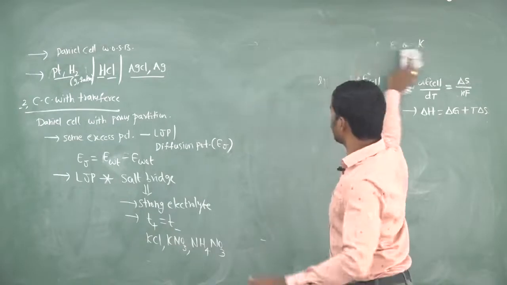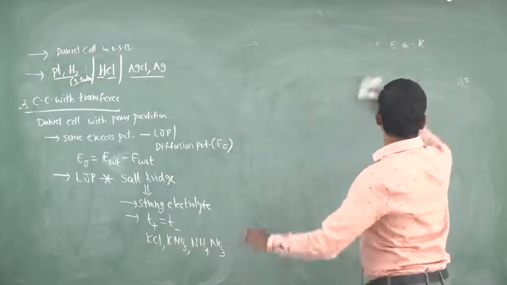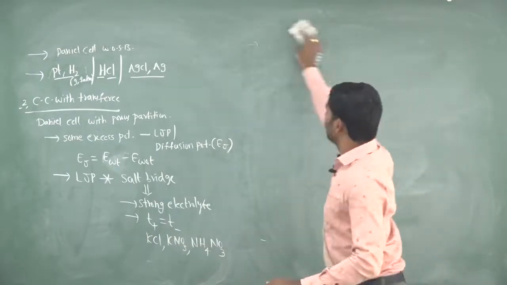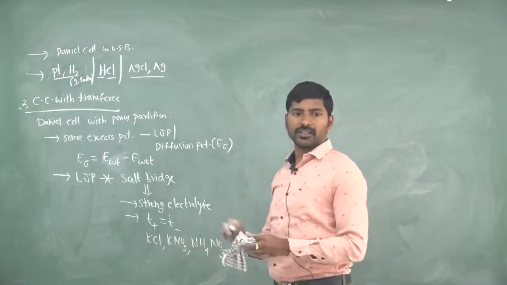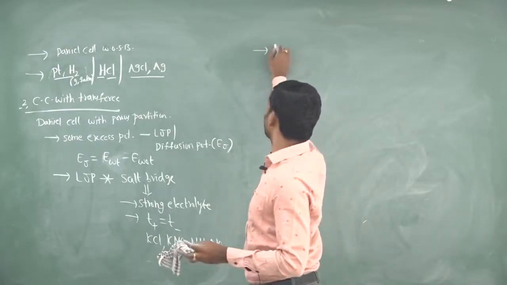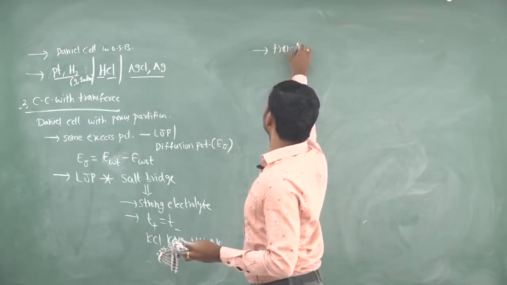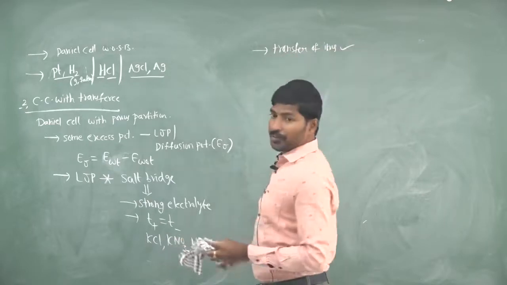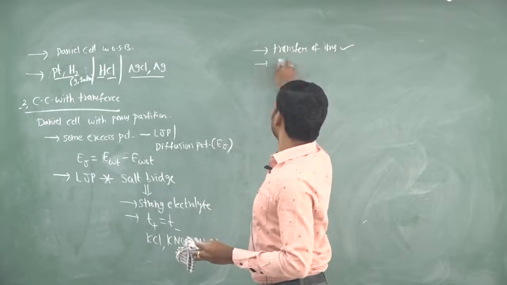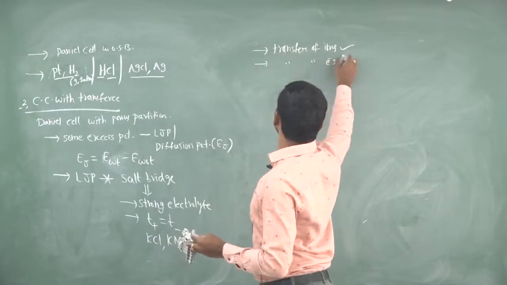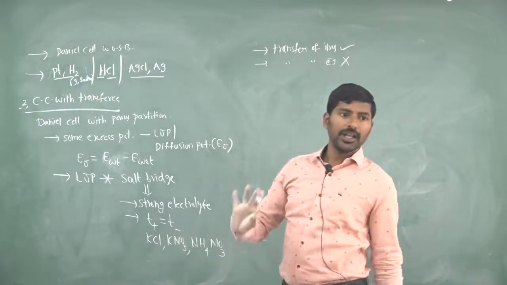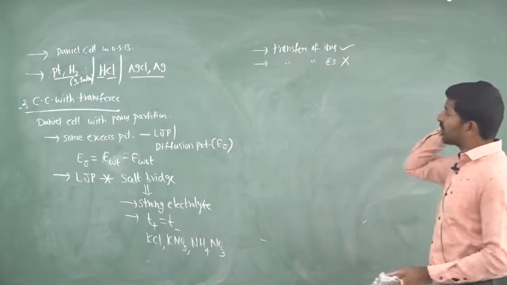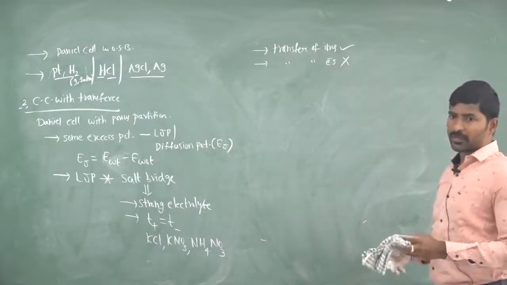Another importance of the salt bridge: does transfer of ions occur through the salt bridge, or no transfer of ions? Transfer of ions occurs through the salt bridge. Does transfer of electrons occur? It cannot occur. Transfer of electrons cannot occur through the salt bridge, but transfer of ions takes place.